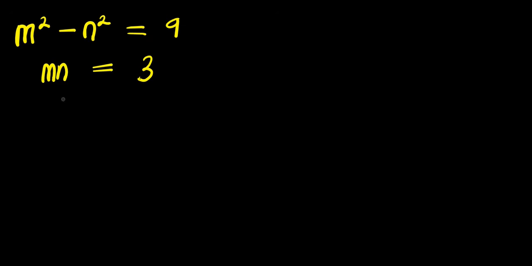Hello, how to solve these systems of equations? We have m power 2 minus n power 2 equals 9. We have m times n equals 3. We are solving for the value of m plus n.